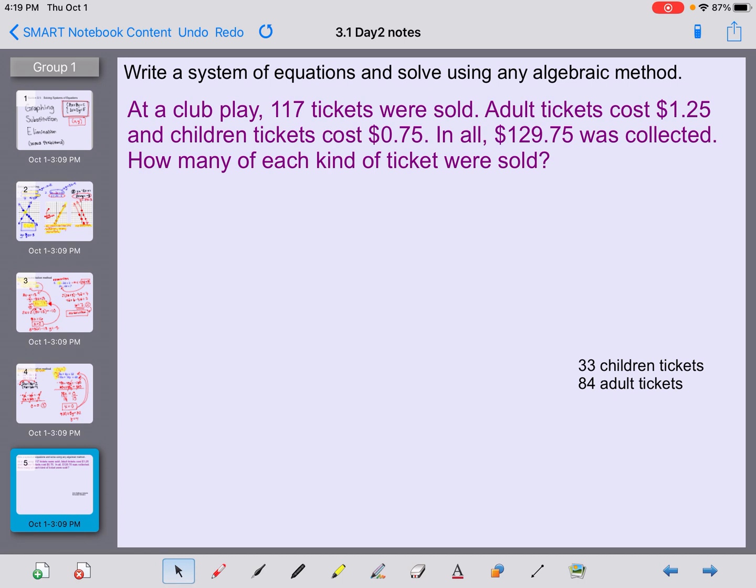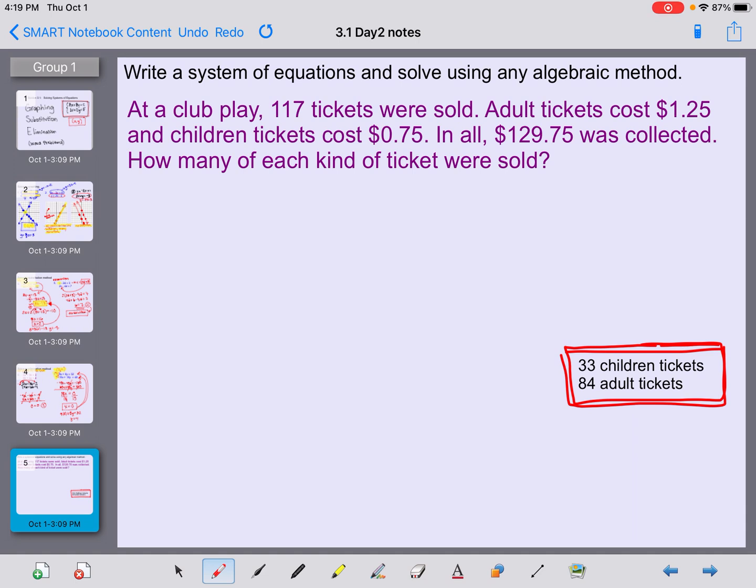All right, so the final answer, make sure you do not answer it as an ordered pair this time. When we're doing a word problem, we want to answer the question, how many of each kind of ticket were sold? If someone asked you that question, you wouldn't say 33, 84. Right, so make sure you answer it like a real human being would. Okay, so 33 children tickets and 84 adult tickets were sold.